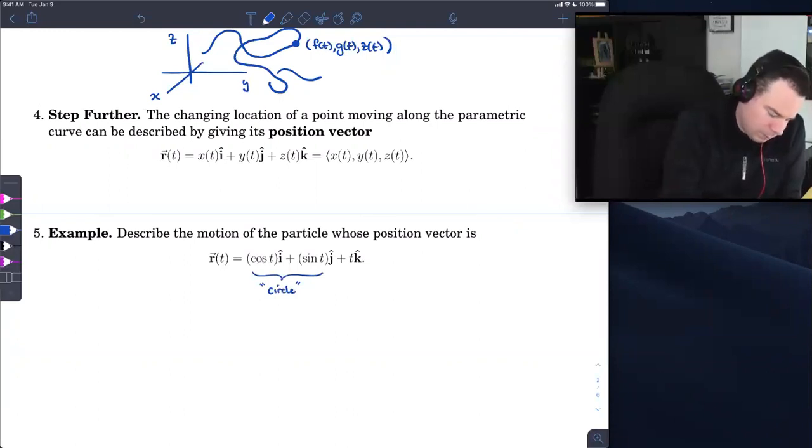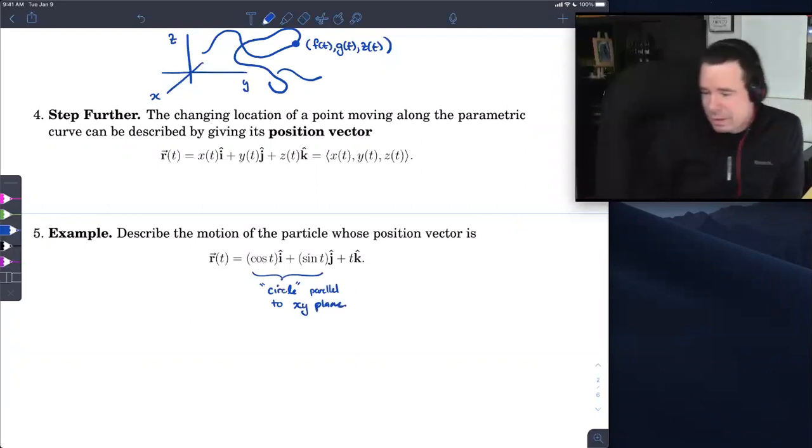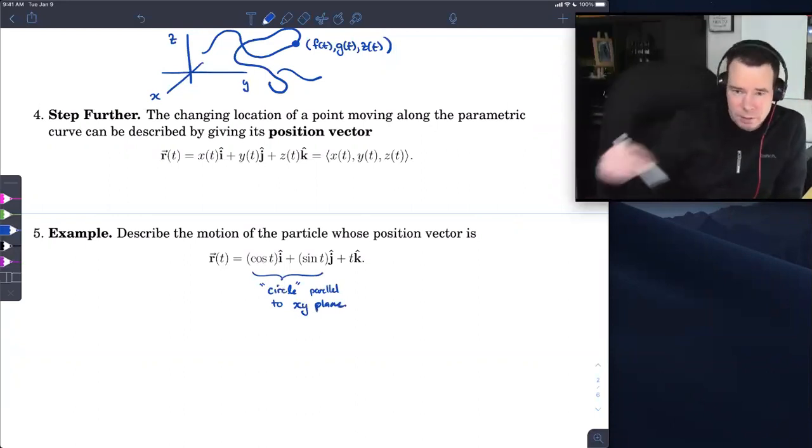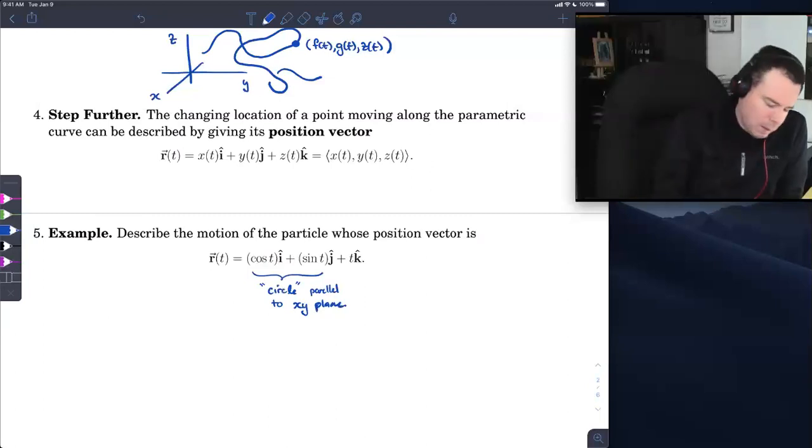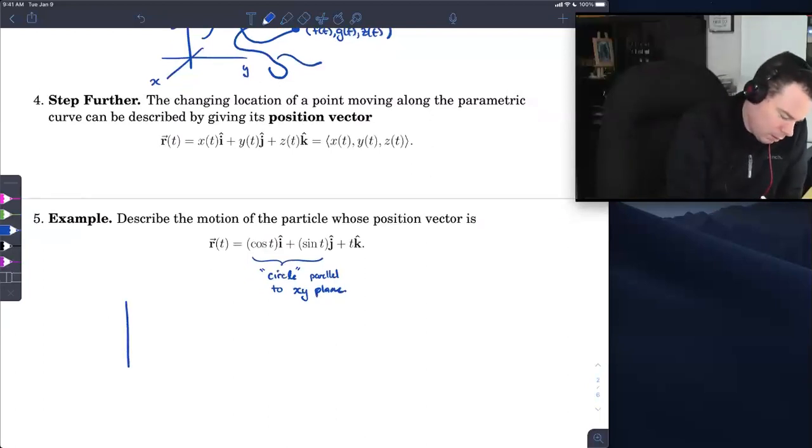It's a circle parallel to the xy plane. Because if I just imagine I ignore the z component for a second and I just think of it as 0, then it's a circle in the xy plane. But if I let the t value vary, then it allows the z coordinate to creep up. And so let's get a feel for what that actually is then.